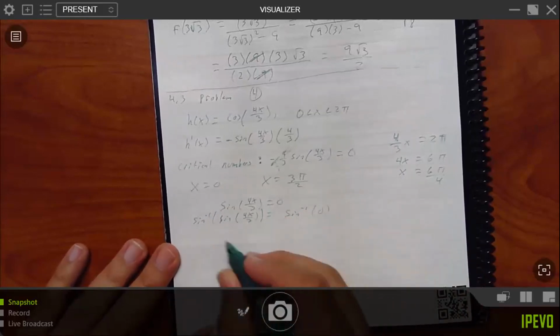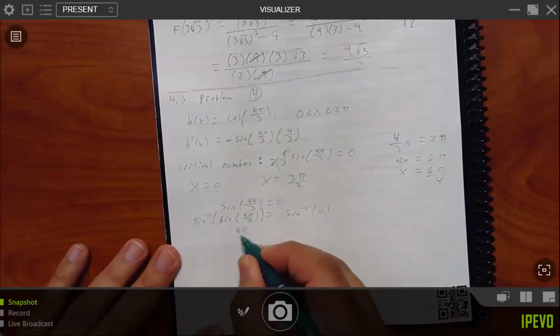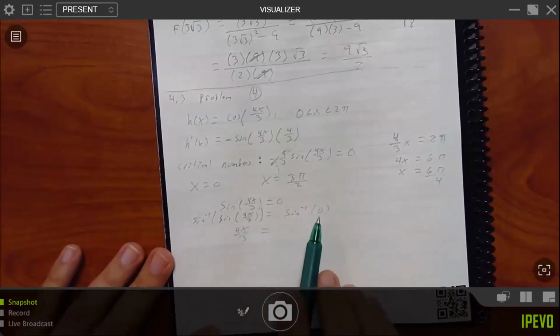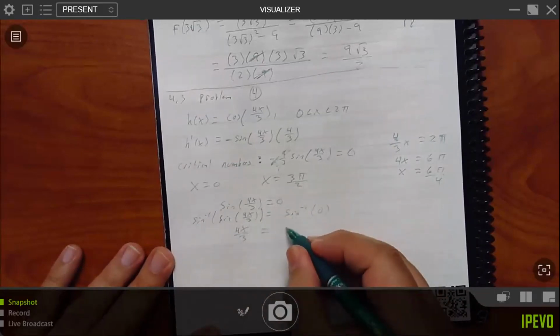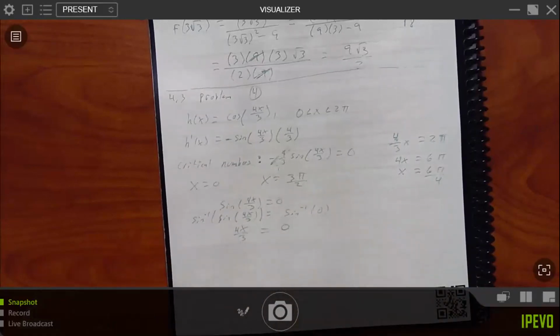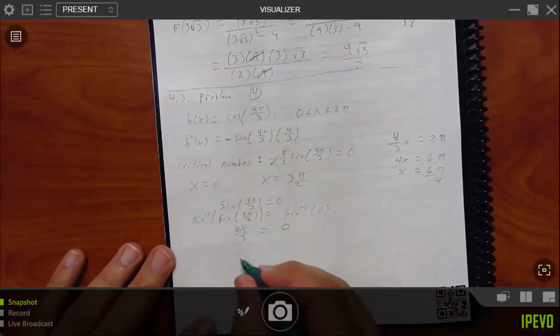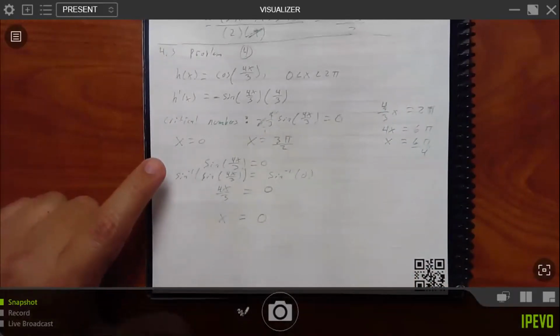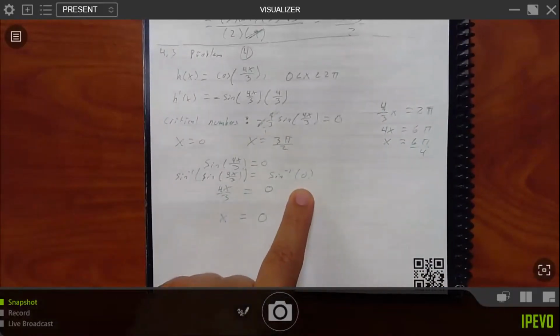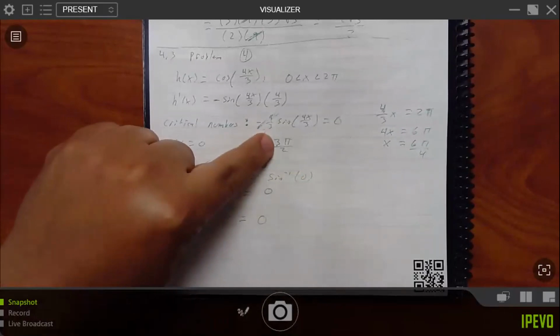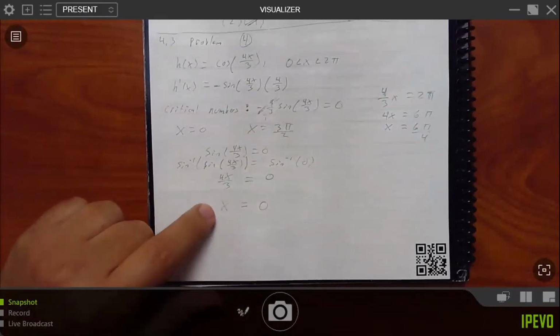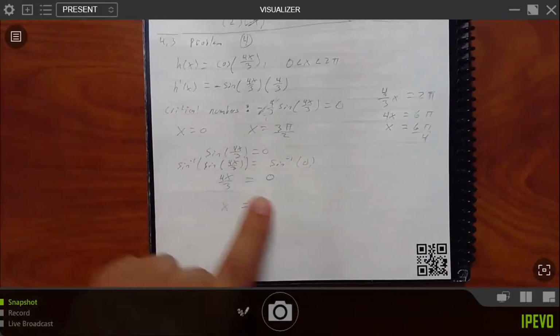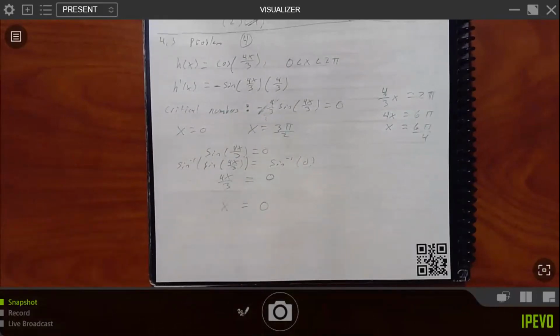we're going to get these to cancel, which gives us 4x over 3. This will be equal to 0. So that means that x, when you solve for x, is equal to 0. That only gives you one answer because the inverse function only has a range between negative pi over 2 and pi over 2. So I can't find the other one, but we can use this idea of reference angles to find the solution.